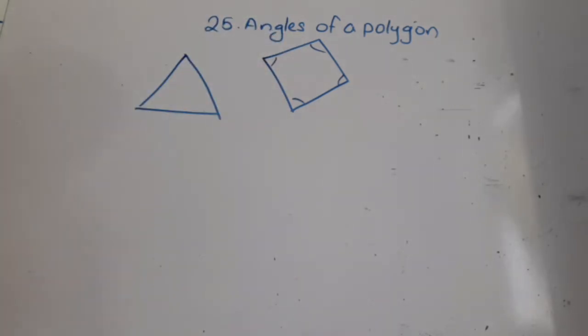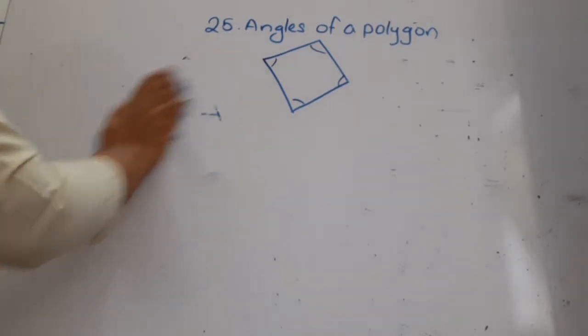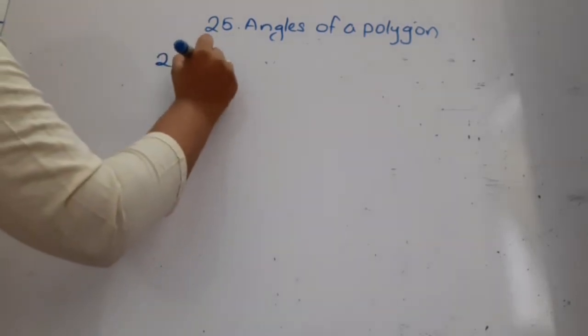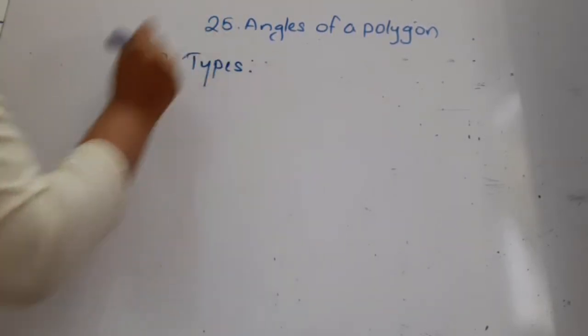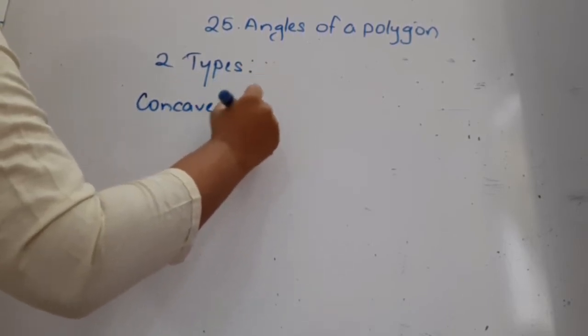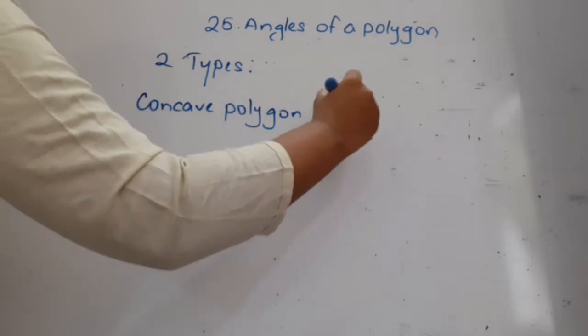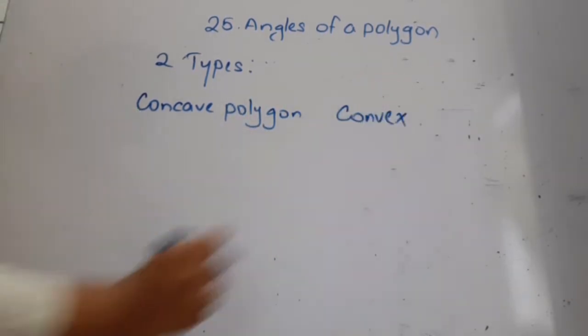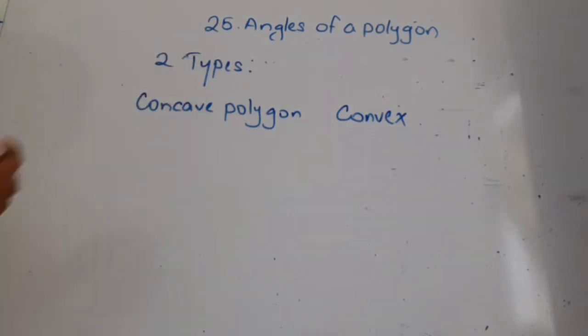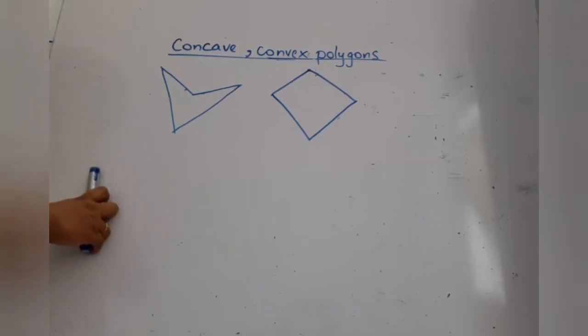The next thing is that there are two main types of polygon: concave polygon and convex polygon. So these are the two main types of a polygon. What is the difference between a concave polygon and a convex polygon? Now let us identify the difference between concave and convex polygons.